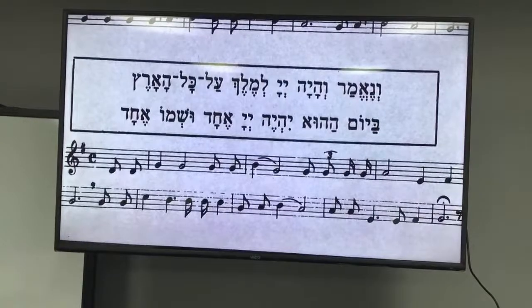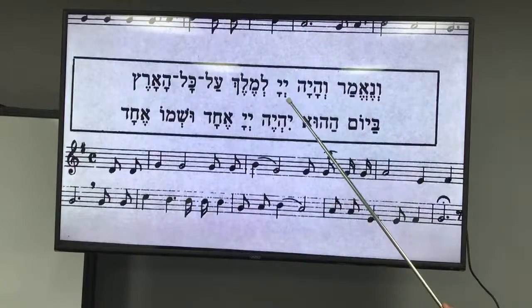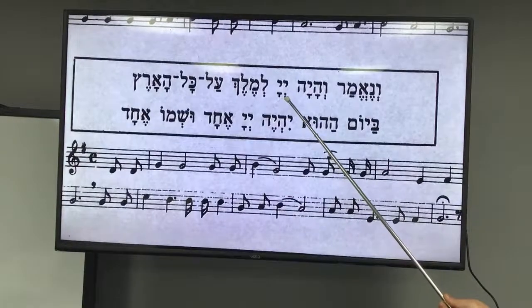Let's read that again. So, if the two yods are Adonai, how come they have little vowel points on there? Because that's supposed to be the vowel points for Adonai. They're usually not there, actually. In any case, let's do the top line again.